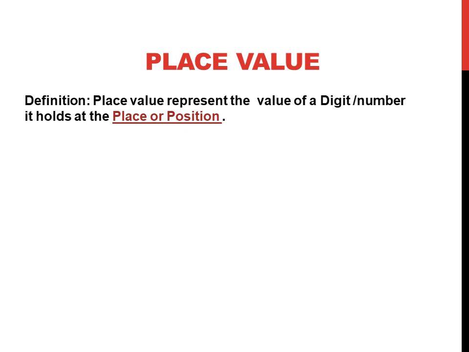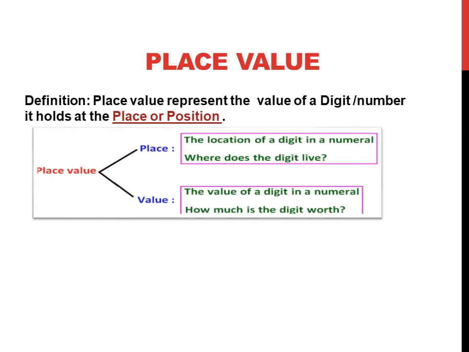Place value represents the value a digit holds at its place or position. That means the place value always tells us the value of a digit based on its place or position. For better understanding, we divide place value into two parts, place and value.